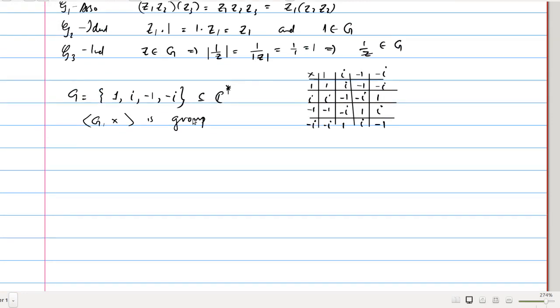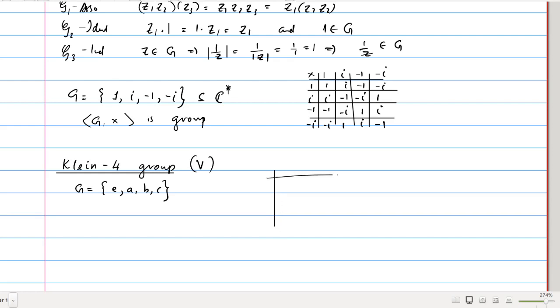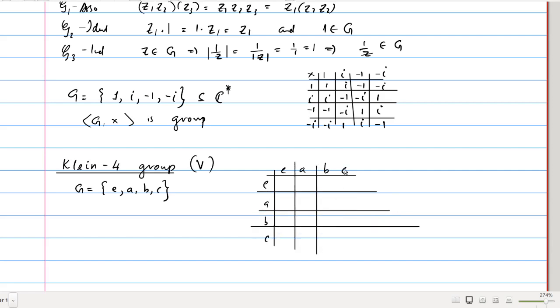Now another interesting group structure is what we call the Klein 4 group. For this group we take four elements again, E, A, B, C, and we define this group using this group table, with E, A, B, C here, and E, A, B, C here. These are the elements of this group.